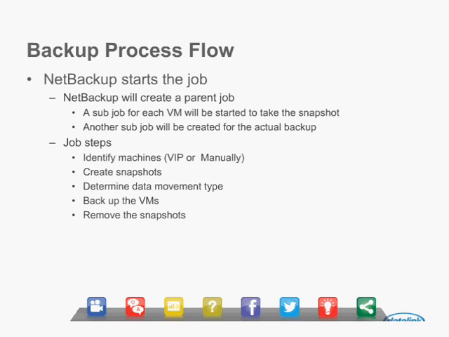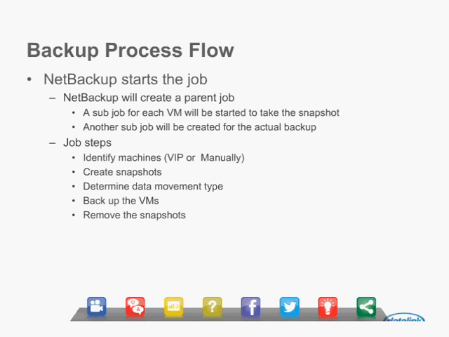The backup process flow. NetBackup will start the job at its scheduled time. NetBackup will create a parent job, and a sub-job for each VM will be started to take the snapshot. Another sub-job will be created for the actual backup of each individual VM. The job steps: identify machines, either using VIP or VMware Intelligent selection, or manually selecting your VM.